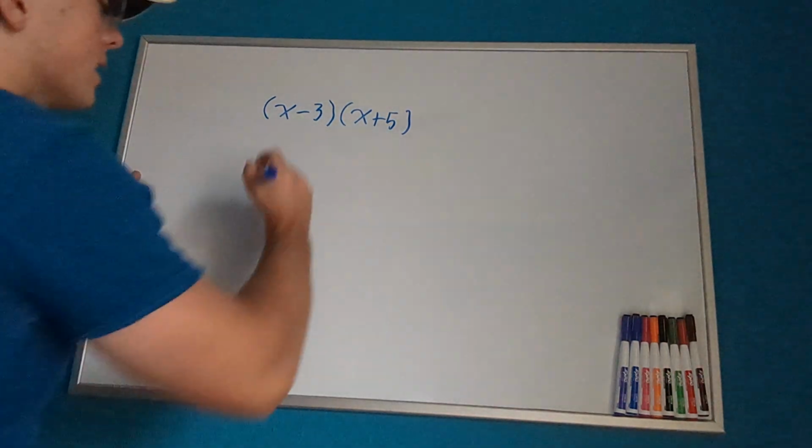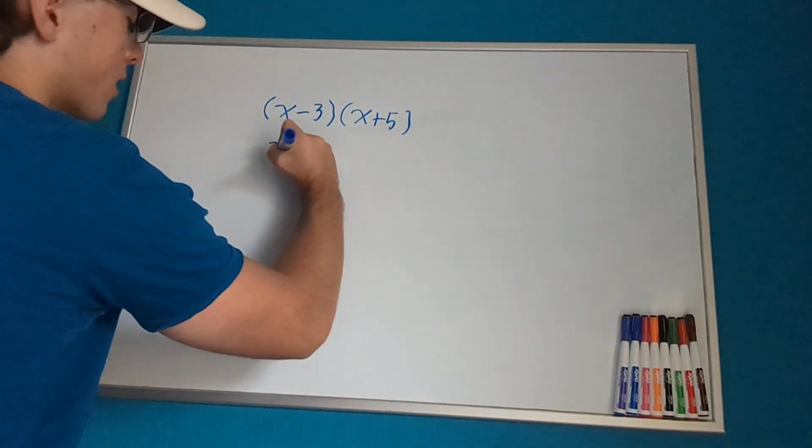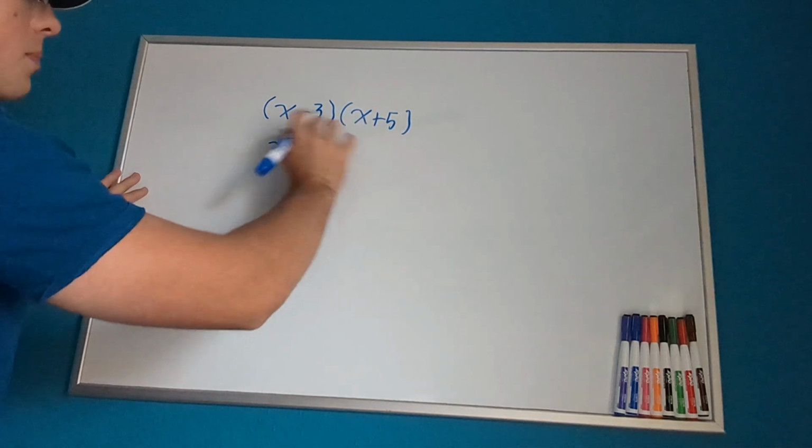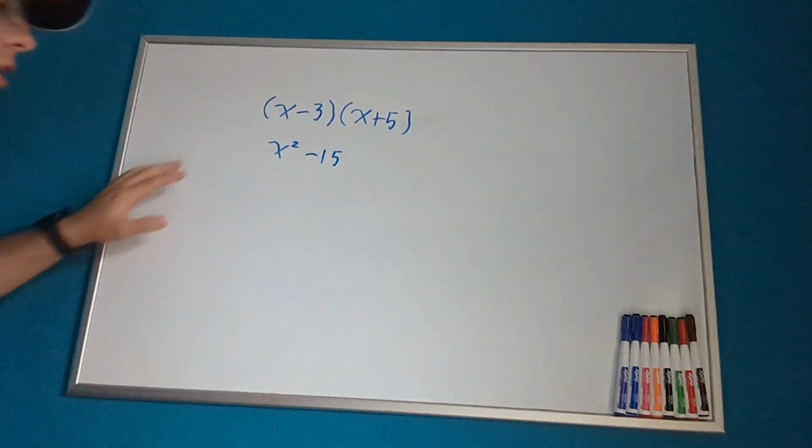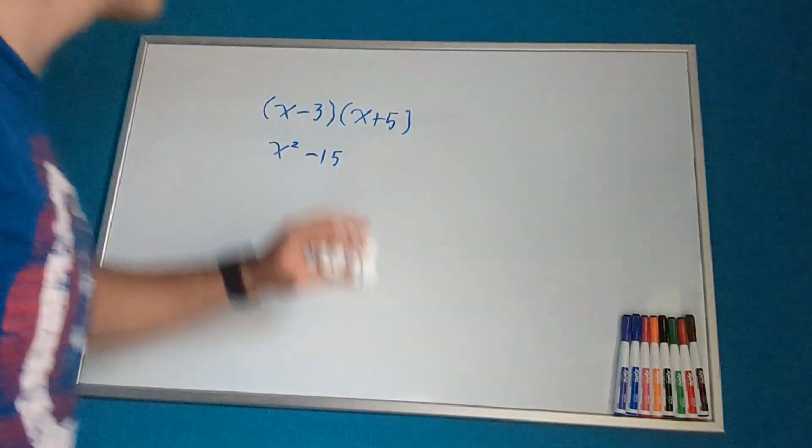Well, instinct might tell you to multiply the x's together, and we get x squared, and then you multiply these two integers together, and we get minus 15. Right? And you might think this is the answer. And you wouldn't be super far off, but you're still missing a crucial step, right?